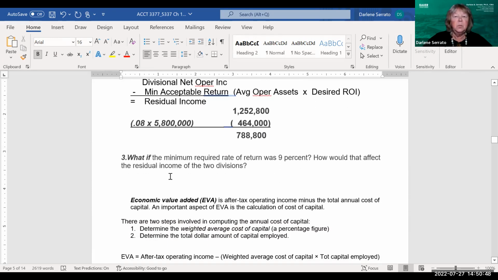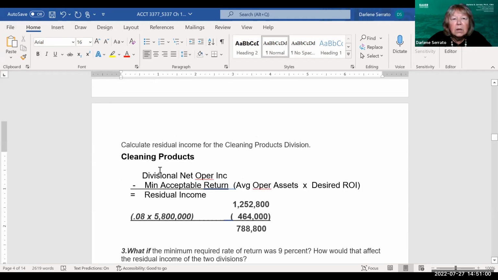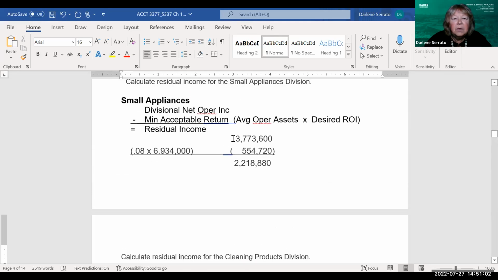Okay. What if the minimum return was 9%? How would that affect the two divisions? Okay, so let's copy this one right here.